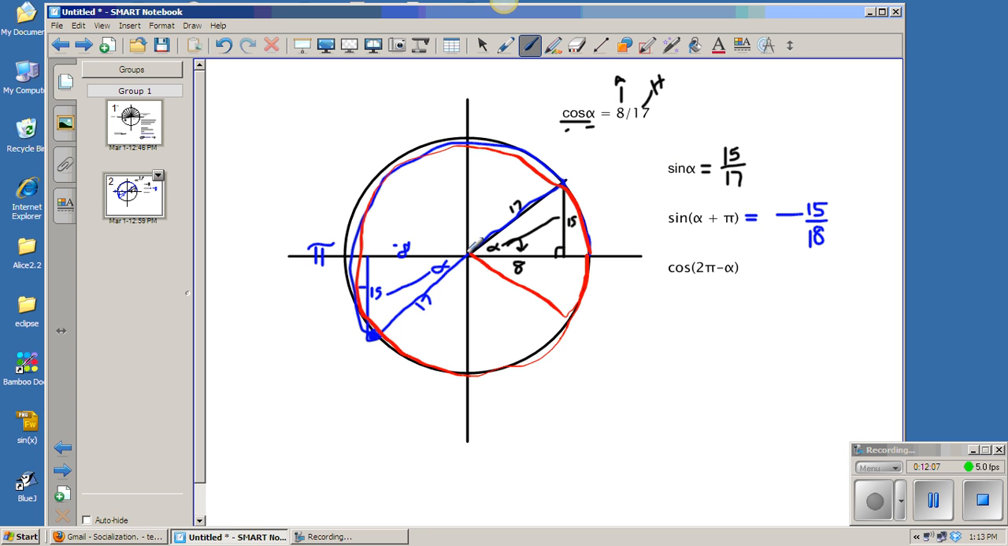Guess what? Same exact angle. It's still alpha. But the thing that's changed now is this is going down, negative 15. But everything else is still the same. This is still positive 8. This is still positive 17. So the cosine is still 8, which is adjacent, over 17. And that, my friends, is how they wanted you to do that problem. And by the way, this should be a 17. So hopefully that clarifies it.